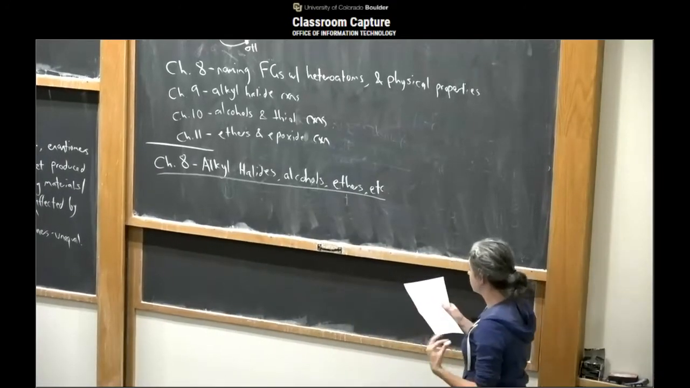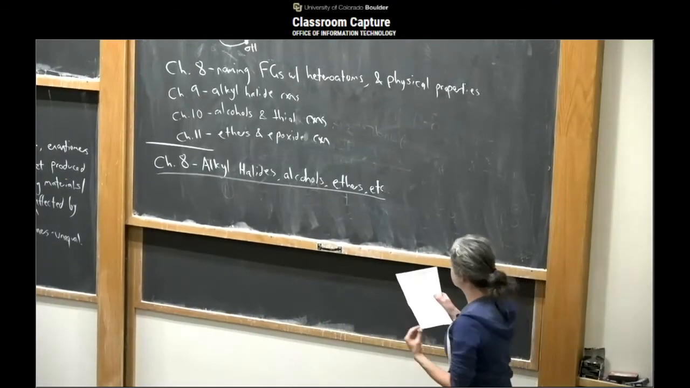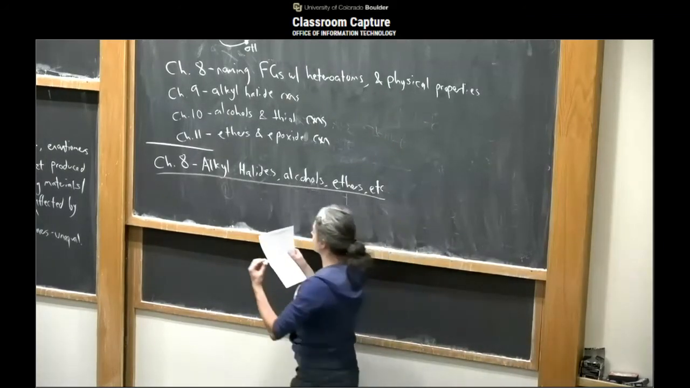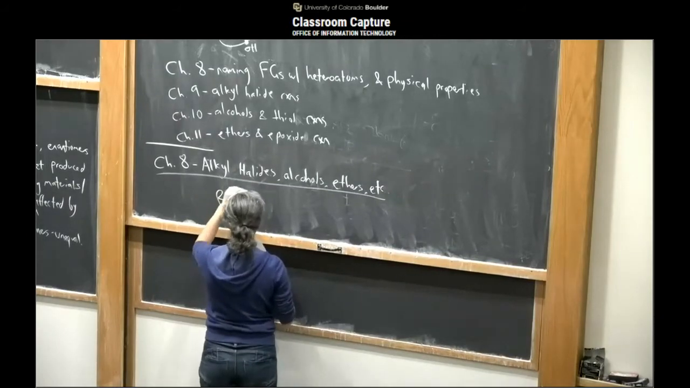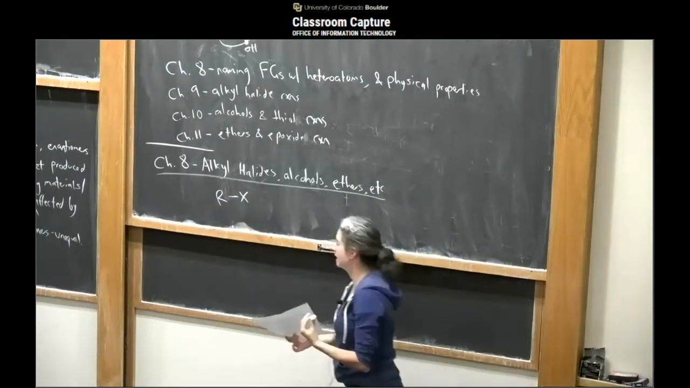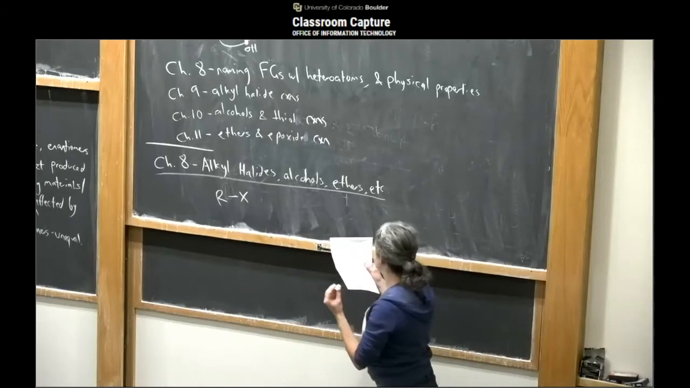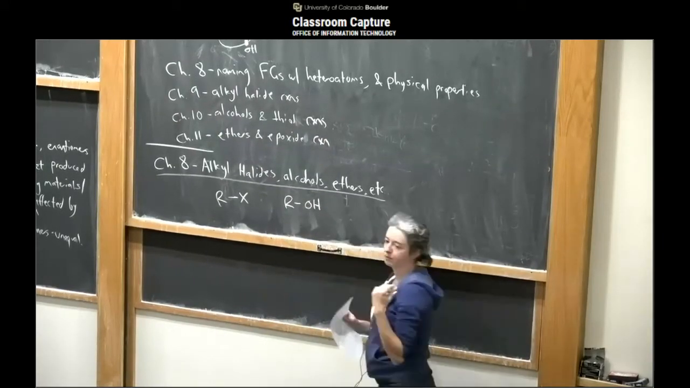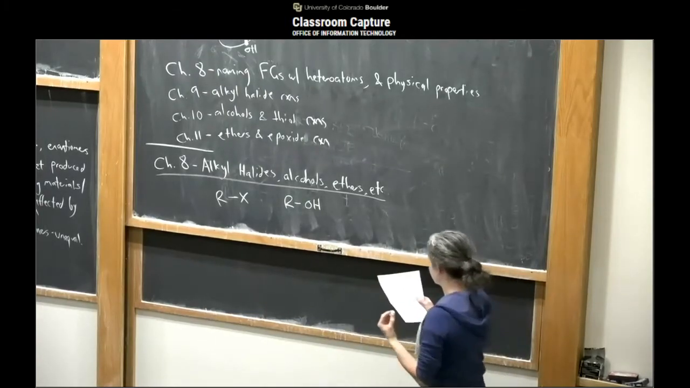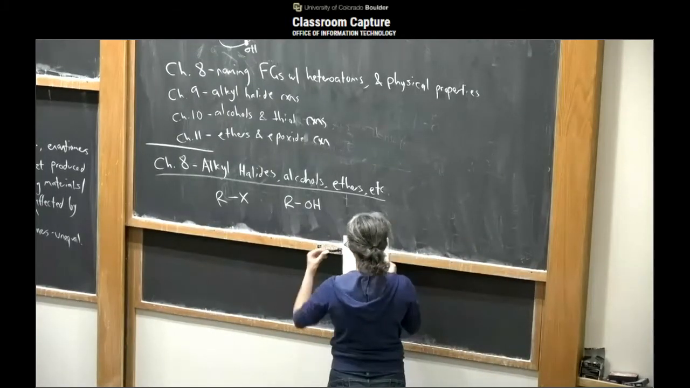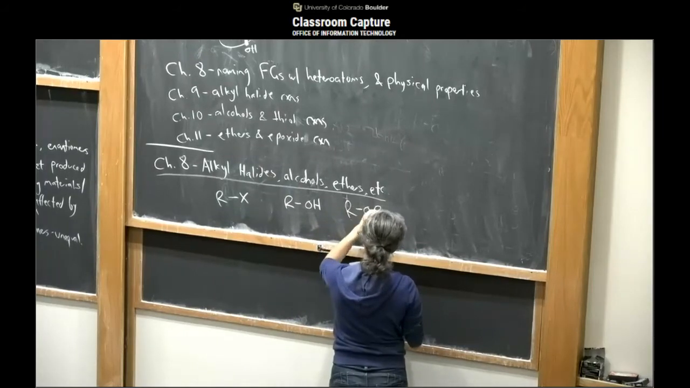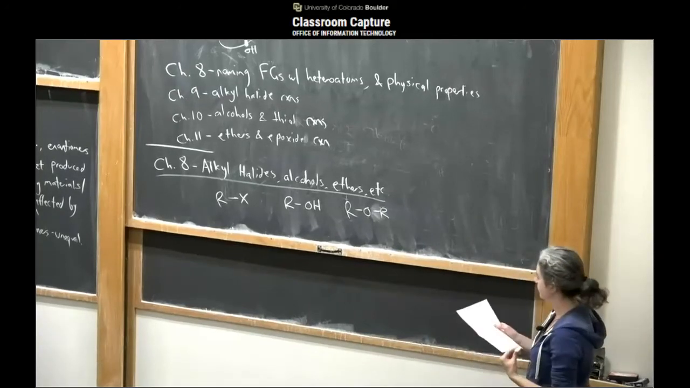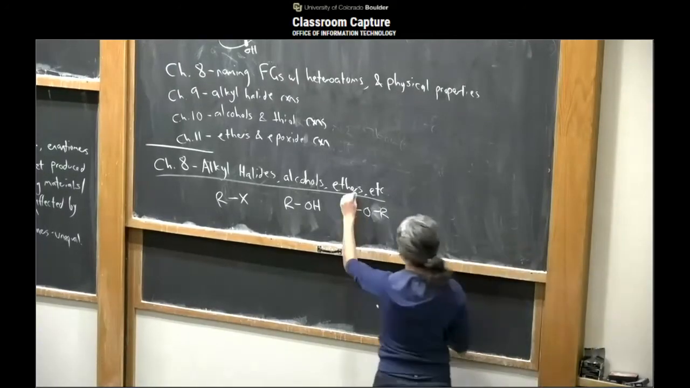Just as a quick refresher in case you don't remember what those look like, alkyl halides are anything with a bond between an alkyl and a halide, obviously. Alcohols are anything with an alkyl group with an OH on it. Ethers are two alkyl groups on either side of an oxygen.